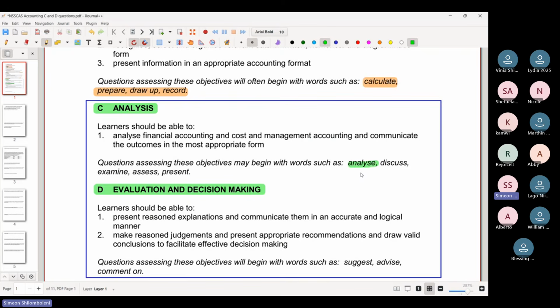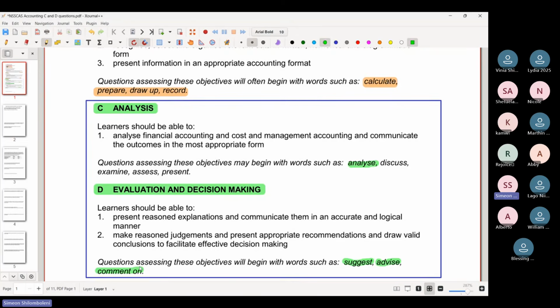Now, when we come to evaluation and decision making in accounting, this is now when you have to decide for your friend. After what you have said now, must your friend go or must your friend not go? This is now where you are going to say, I suggest you don't go. I am advising you that you don't go. If I have to comment on that, I think it's not a good idea that you go. It's where you are making the final decision.